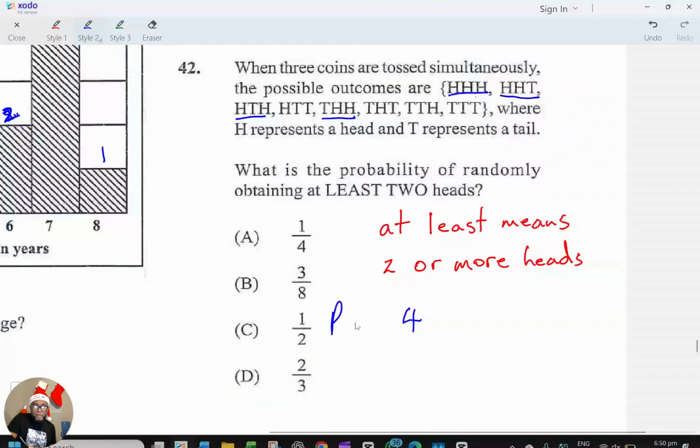The probability of 2 or more heads will be 4 out of how much? How many possible outcomes? 8. I don't know why I thought it was 6. So 4 out of 8, 4 into 8 would be 2, so 1 over 2. My answer would be C.